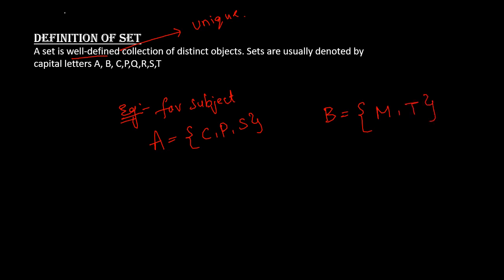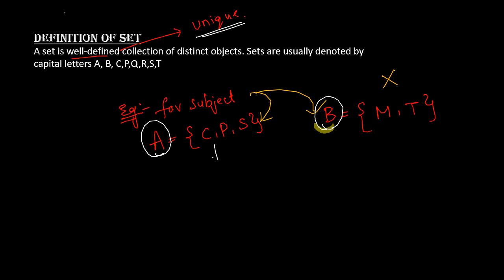The question is the same for both students, but student A said his favorite subjects are chemistry, physics and science, and student B said his favorite subjects are maths and Telugu. So here the set is not well defined. Why? Because with respect to one person the set is different, and with respect to the other person the set is different, so this is not well defined. Agree? So a set is well defined when it has a unique representation. Actually, we denote a set with what? Capital letters. So I have denoted this set with capital letter A, and this one with capital letter B. Agree?